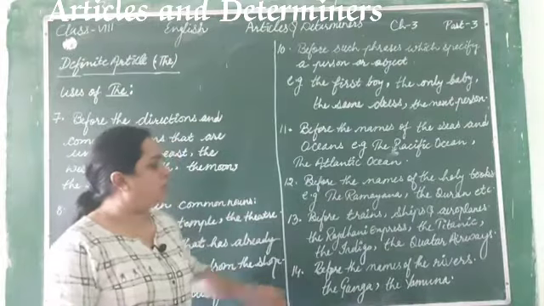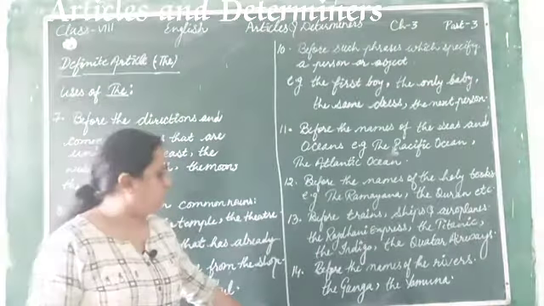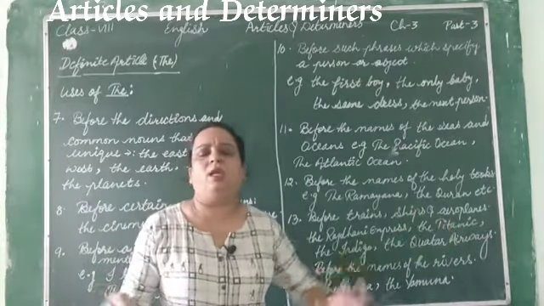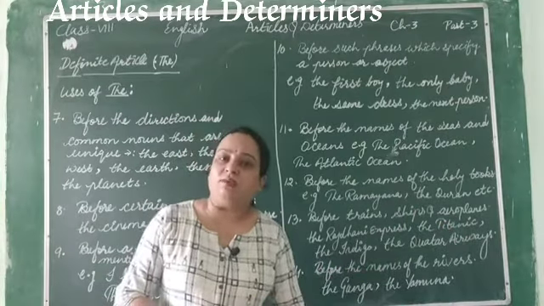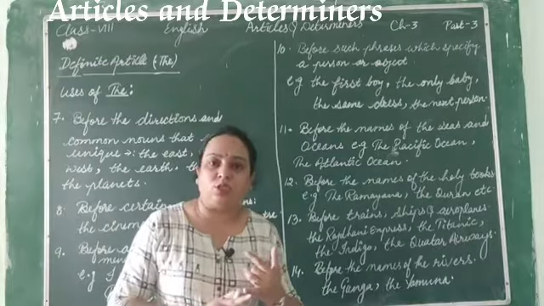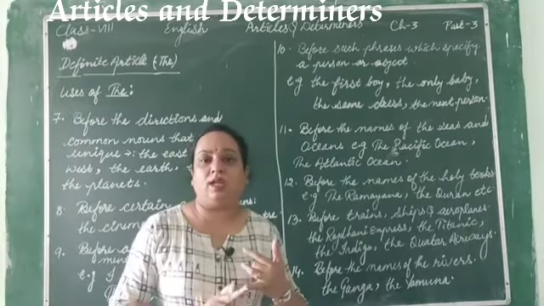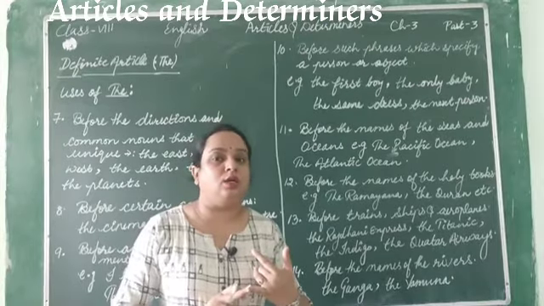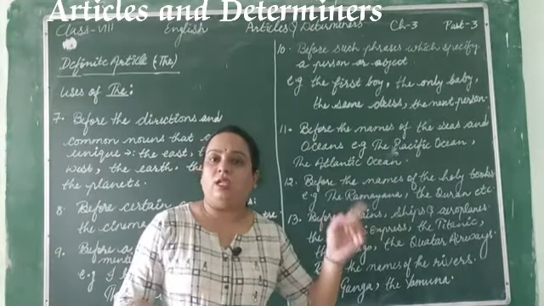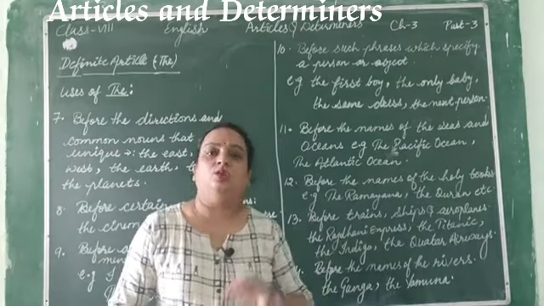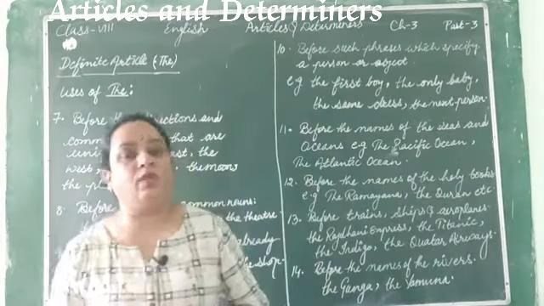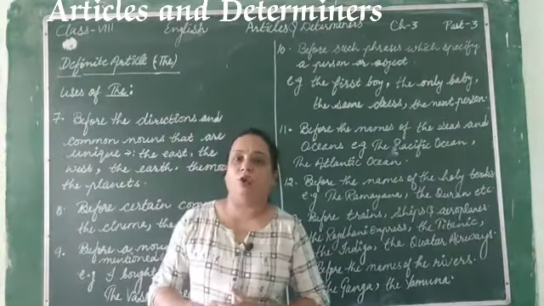Next is before the names of the rivers. This I have already discussed: the Ganga, the Yamuna, the Saraswati, the Kaveri, many are there. So with the names of the rivers you have to use "the", with the names of the oceans you have to use "the", with the names of the lakes you will not use "the", right? With the names of the canals you will. So when we are talking about water bodies, this is the exception, where with the names of lakes you will not use "the".